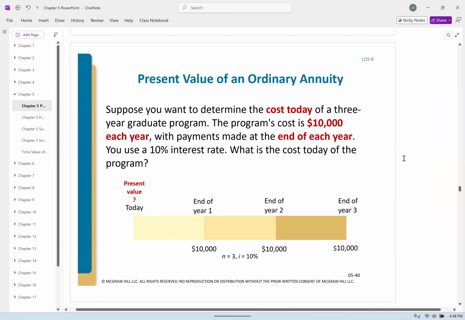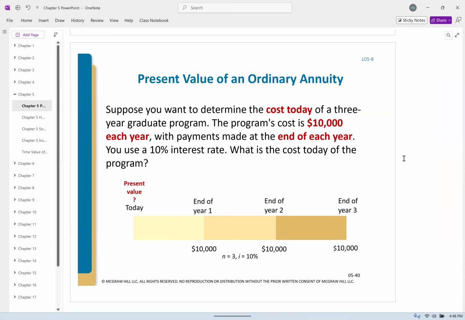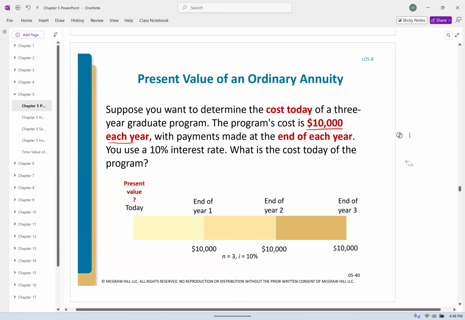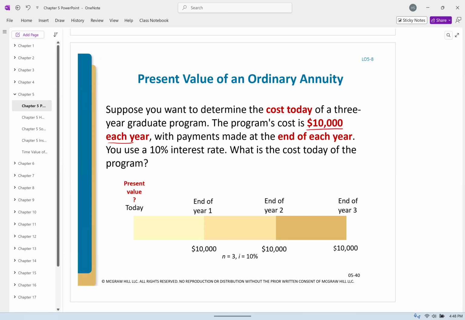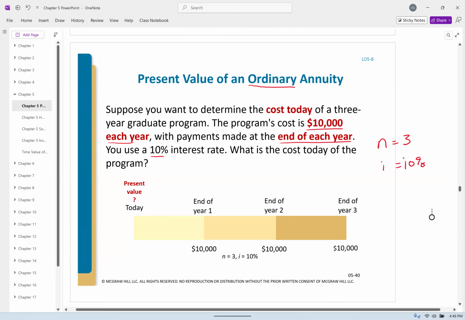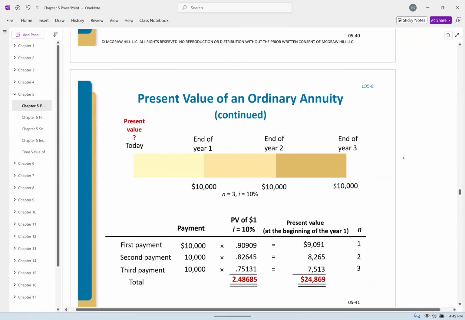All right. So suppose you want to determine the cost today of a 3-year graduate program. The program costs 10,000 each year. That's our present value. Okay. I'm sorry, that's not our present value. I think we're looking for a present value. I'm so sorry. The payments are made at the end. N tells us ordinary. We're going to use 10% and it's 3 years. So our N will be equal to 3 and our I will be equal to 10%. Okay. Let's hope they do it manually.